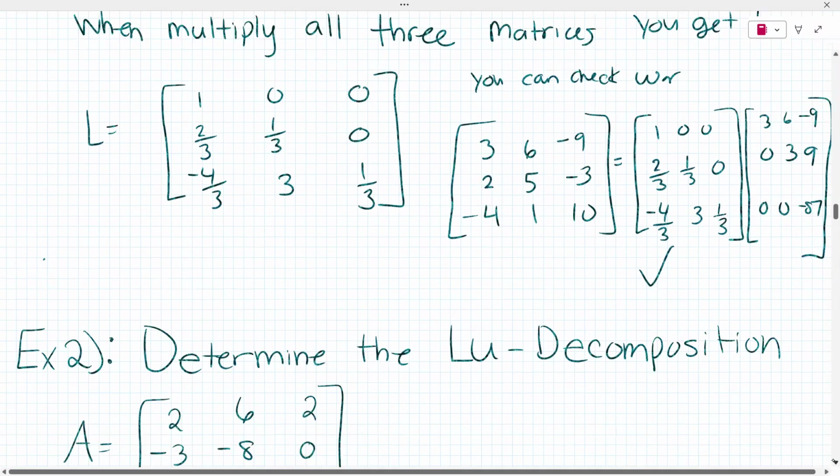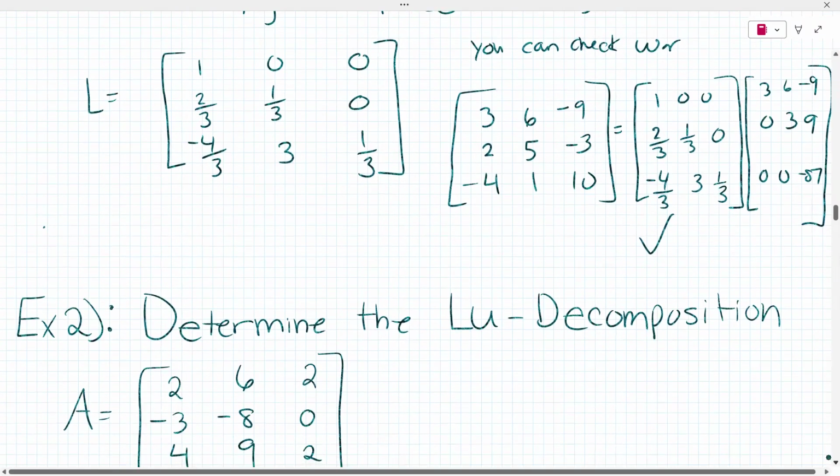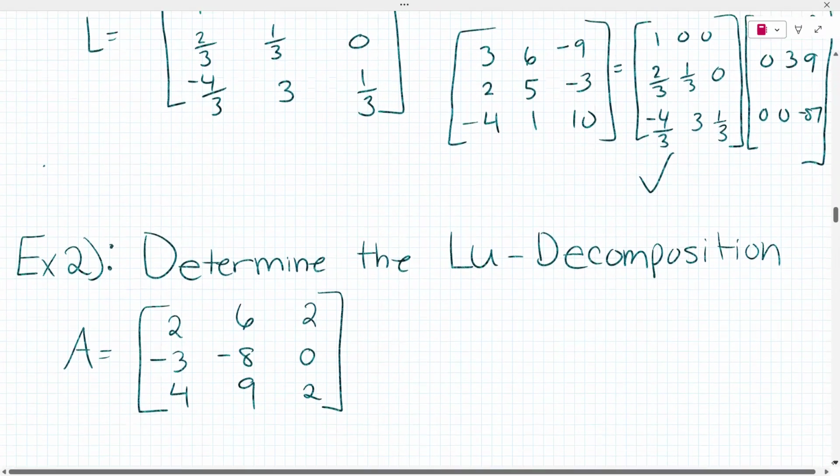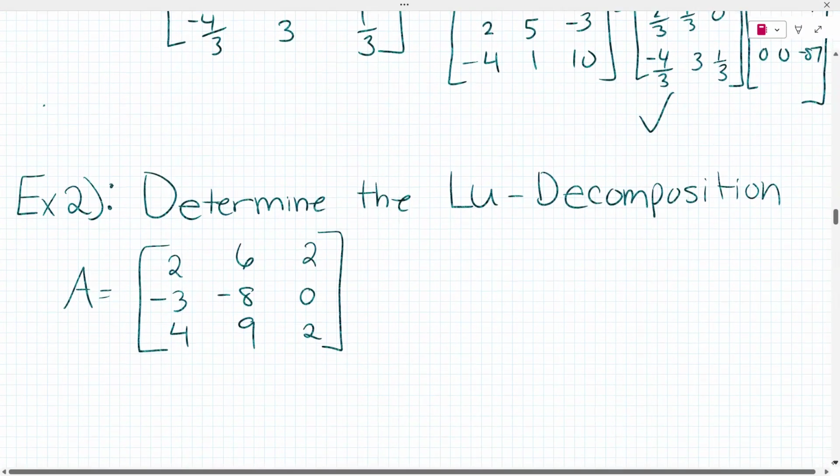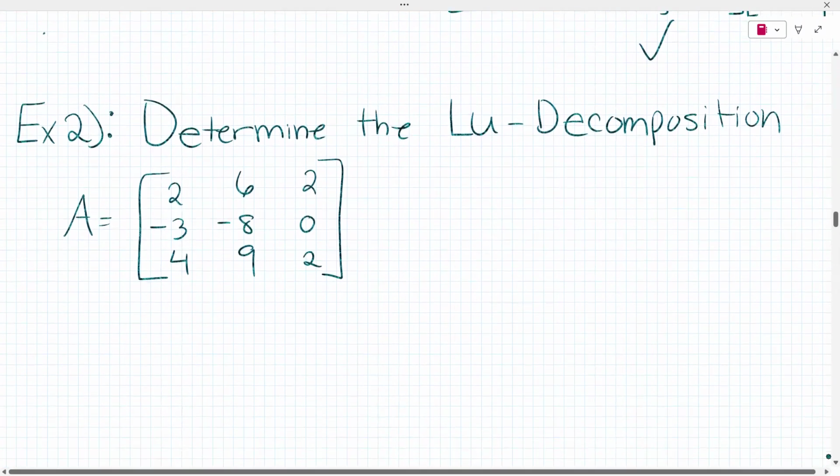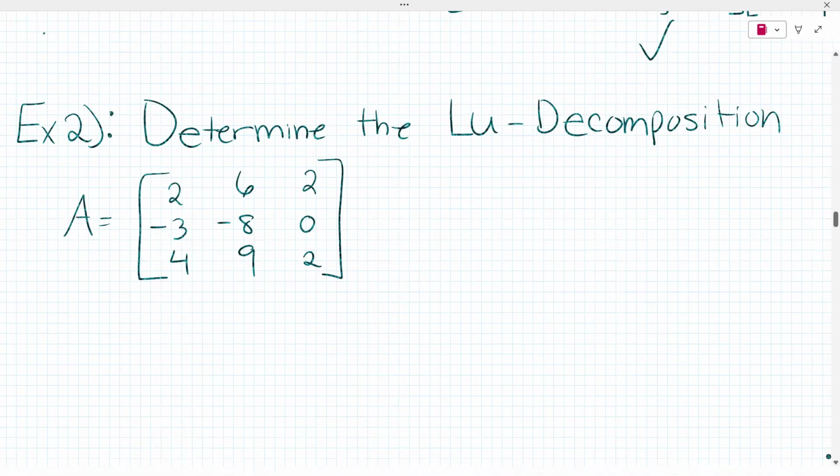Okay, let's do another example. So example 2 says, determine the LU decomposition of matrix A, which is 2, -3, 4, 6, -8, 9, 2, 0, 2. So determine the LU decomposition. Basically what they're asking is find L by finding E1 inverse times E2 inverse times E3 inverse, right? So step 1, get U.